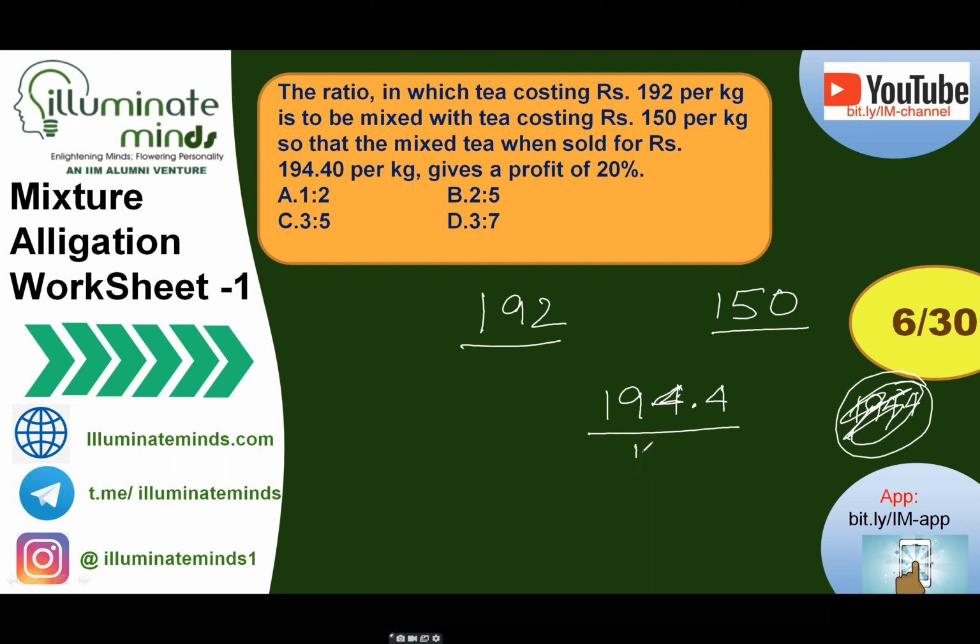So to make it equivalent to the cost price, what I will do is 194.4 divided by 1.2. Or the other way of doing it could be 192 into 1.2, 150 into 1.2, and the third one will be this.